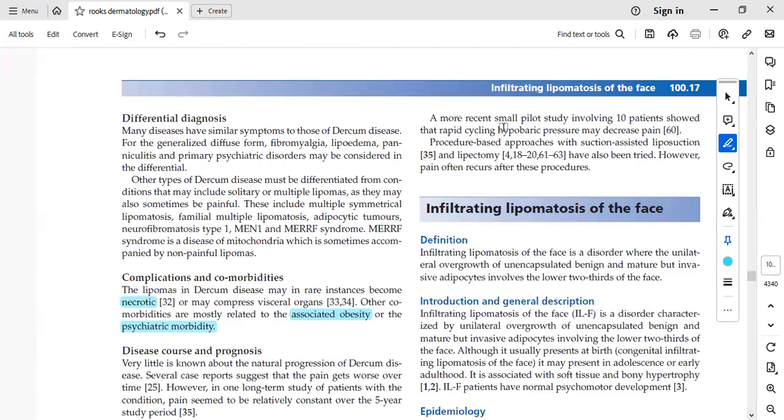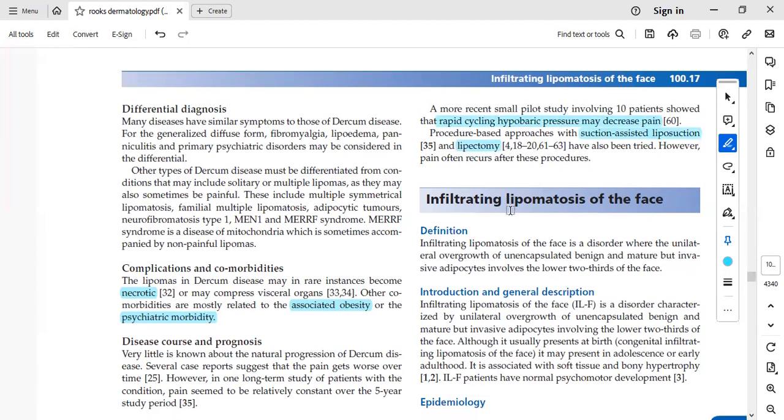A more recent small pilot study involving 10 patients showed that rapid cycling hypobaric pressure may decrease the pain. So new studies show that rapid cycling hypobaric pressure may also decrease the pain, and procedure-based approaches with suction-assisted liposuction and lipectomy have also been tried. Now, these were the treatment options for Dercum disease.